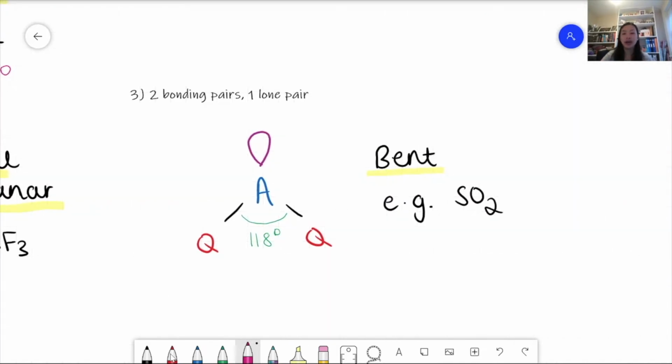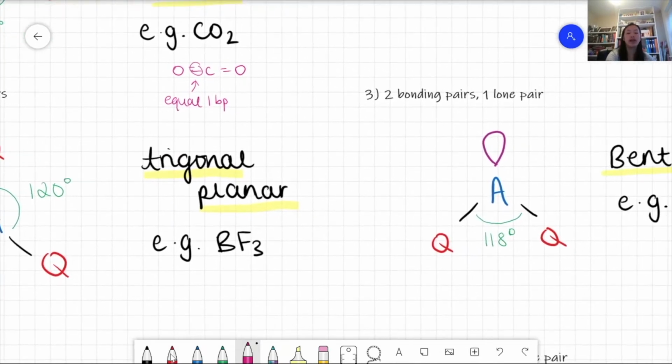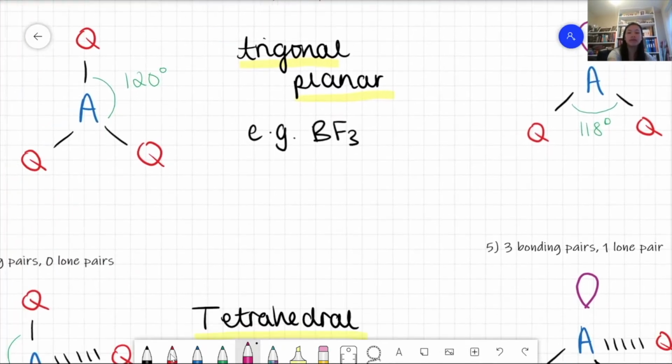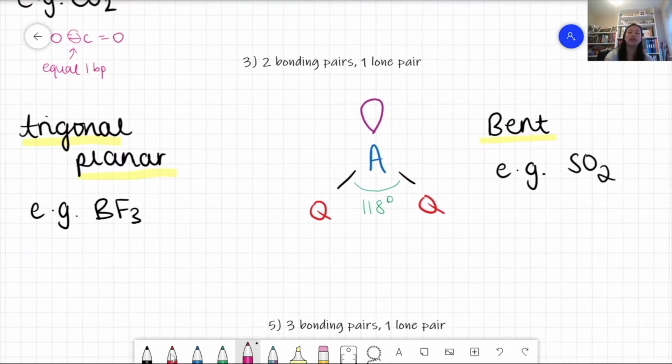If we add a lone pair, and so we've only got 2 bonding pairs, then it becomes bent. An example of this would be sulfur dioxide, and the angle actually changes by 2 degrees because the repulsion from a lone pair is bigger than from a bonding pair. So that's why this angle decreases from 120 degrees before, but now it's become 118. And that's called bent, sorry.